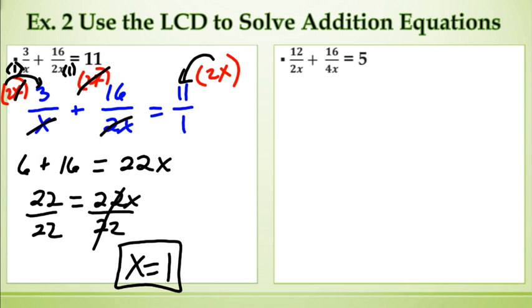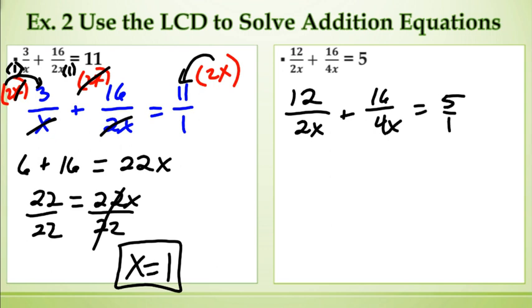Let's look at this next example here. If I rewrite this, I have 12/2x plus 16/4x equals 5/1. The least common denominator of 2x and 4x, I know I have to have an x in there. The least common denominator of 2 and 4 is 4, because it can't be smaller than 4x. So I multiply everything by 4x.